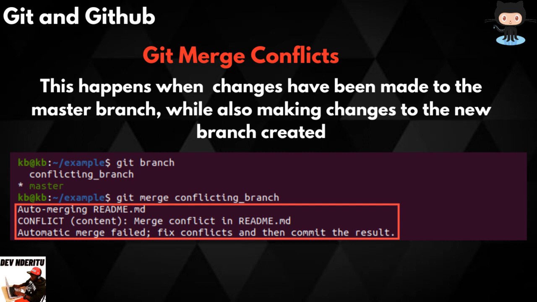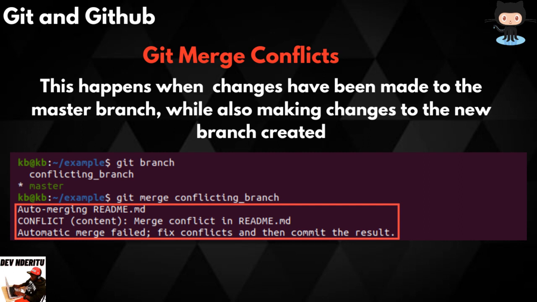In this video, I'll just be looking at Git merge conflicts. As you can see on the screen, this happens when changes have been made to the master branch while also making changes to the new branch you've created, and you want to merge the new branch into the master branch. If changes were made on the master branch, then you do a git checkout to the branch that you're working on, let's say the developer branch, or in this case, the conflicting branch.